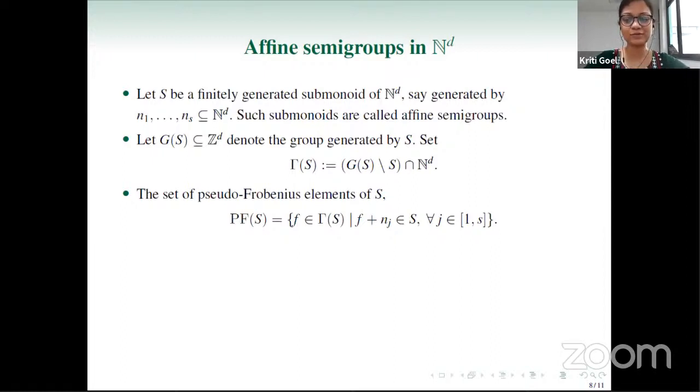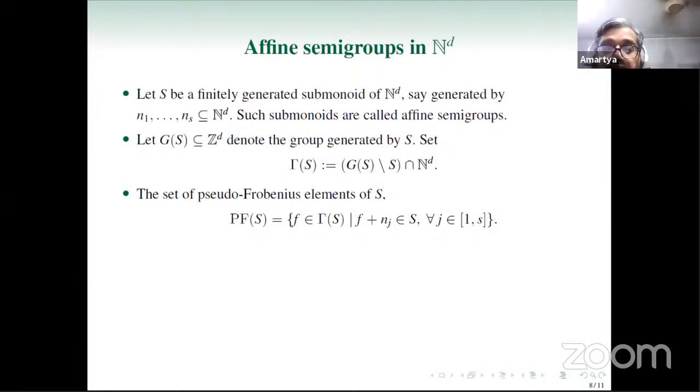The next step is to look for the gap set. Over the set of natural numbers, our gap set was just the complement of the semigroup in the set of natural numbers. But over N^d, there's not one natural choice that one can pick. So over here, what we do is we look for the complement of the semigroup inside its group. So let G(S) inside Z^d denote the group generated by this affine semigroup. By Γ(S), which we call the gap set, this is the complement of S in G(S), and then we are only restricting ourselves to N^d.